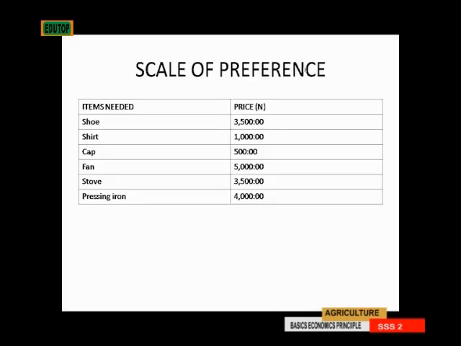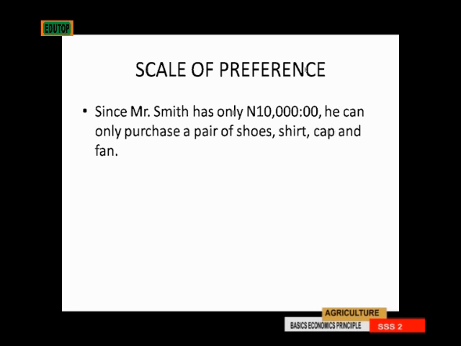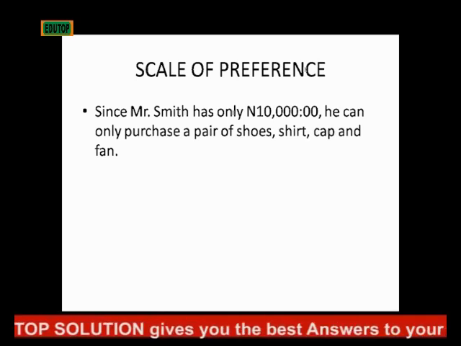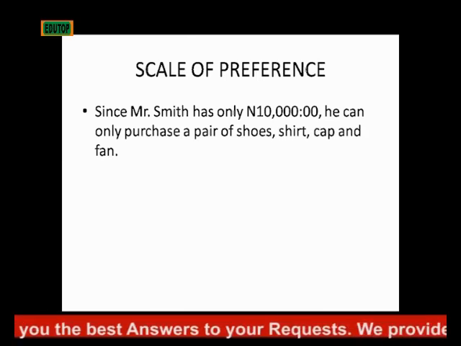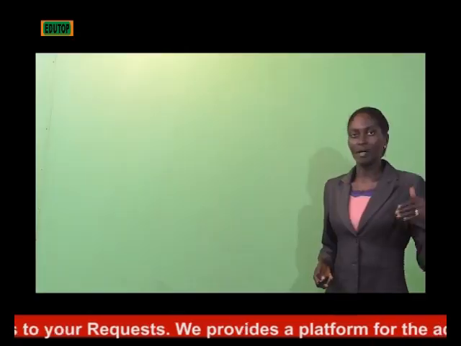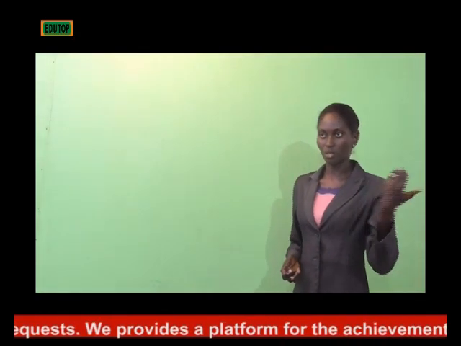So Mr. Smith has to choose what he will buy out of all his needs with his 10,000. So that is why he has arranged it in this scale of preference. Okay, he needs shoes first, then shirt, cap, fan, stove, and pressing iron. So looking at this list now, since he has only 10,000 naira, from that list he can only purchase shoes, shirt, cap, and fan, and that sums up to the 10,000 naira he has. So he has to leave stove and pressing iron, and that will be his opportunity cost. We will still come to that.